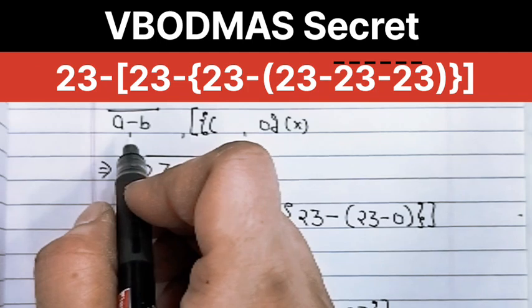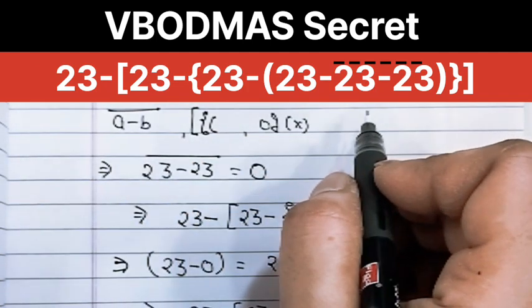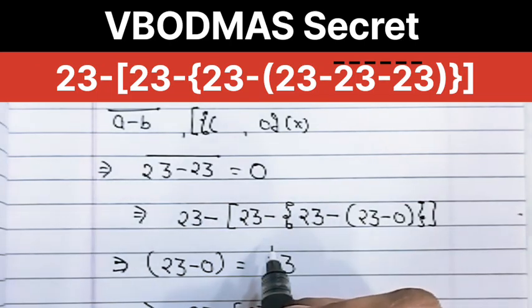By strictly following the VBODMAS hierarchy, starting from the innermost bar and moving outward through the brackets, the final result is 0. I hope it is clear.